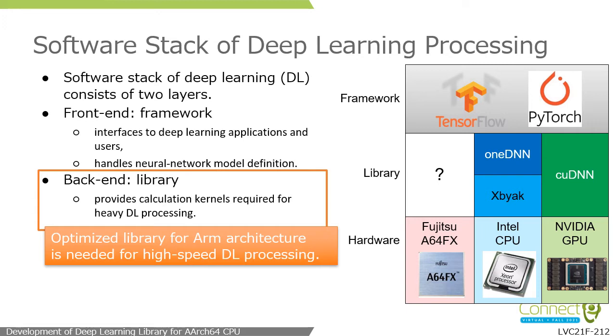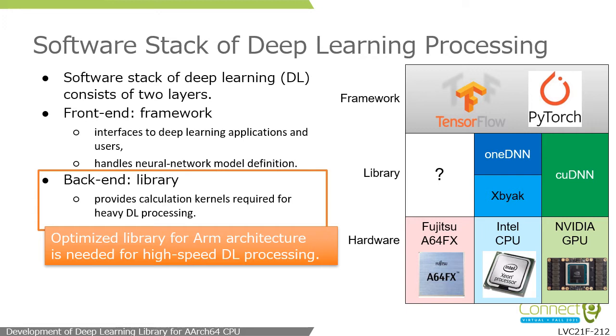The stack is roughly divided in 2 levels, the front-end framework software and the back-end library software. TensorFlow and PyTorch are the major frameworks. The frameworks are written in Python and C++, and the source code is available as OSS. They are implemented in a hardware-independent manner so that we can compile and use them for A64FX.